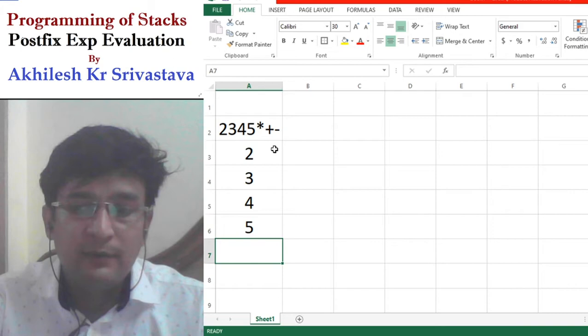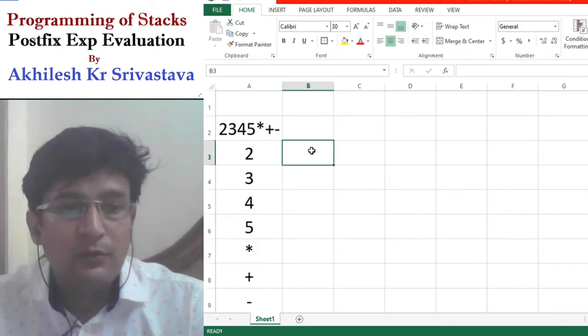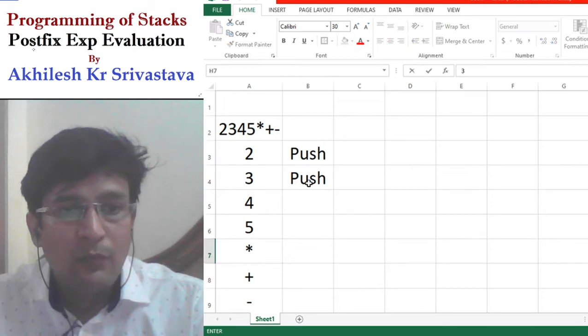So 2 is an operand. So 2 needs to be pushed on the stack. So we have put 3 on the stack. 3 is again an operand, so we need to push 3 also. And 4 is again an operand, so that also needs to be pushed on the stack. 5 is again an operand, so that also needs to be pushed on the stack.